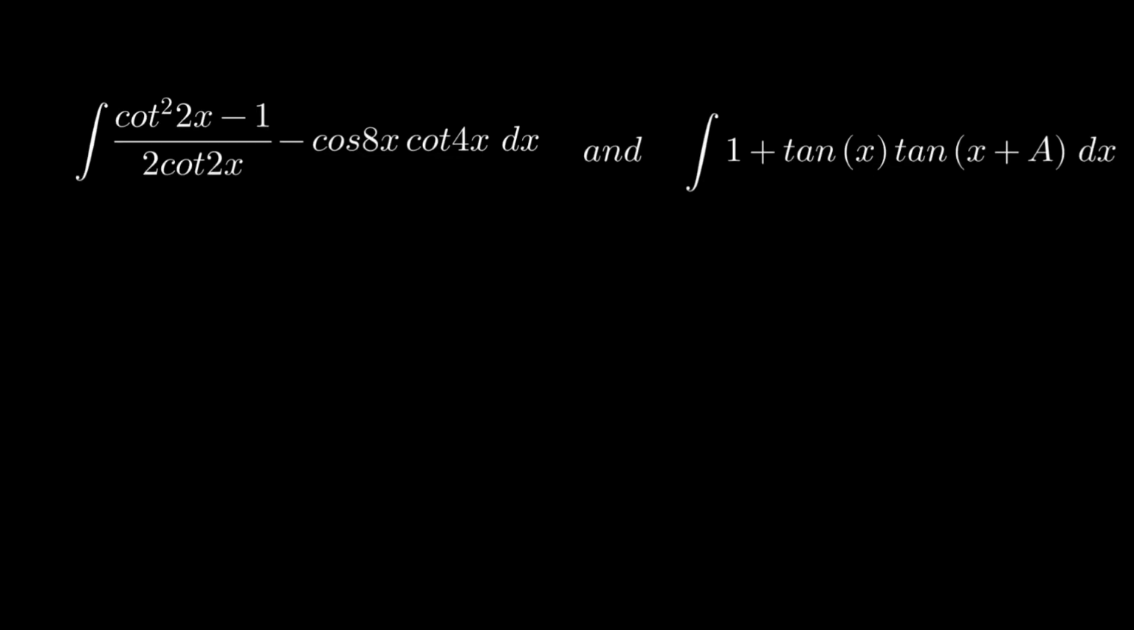So today we are going to be solving two integration questions. In the first question we have to find the integration of (cot square 2x minus 1) divided by (2 times cot 2x) minus the product of cos 8x and cot 4x. And in the second question you have to find the integration of 1 plus tangent of x into tangent of x plus a. And also both of these integrations are to be found with respect to x.